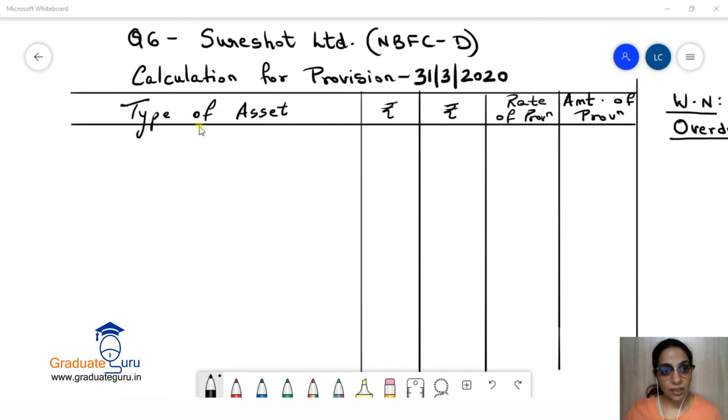So type of asset, here we will write standard, substandard etc. I have made 2 rupees columns. So where there is more than one amount, we'll write in the inner column and take the total outside. Rate of provision we will write and then we'll calculate the provision.